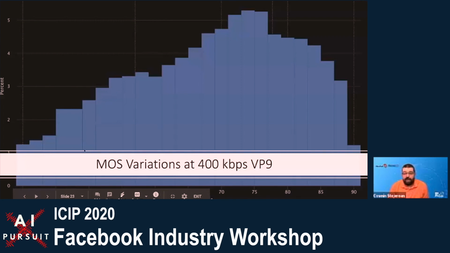So here's an example at 400 kilobits using a VP9 encode across a wide variety of videos. We can see the variation in quality score on a scale of 0 to 100. And this is due to the wide variety of content and viewing conditions, which leads to a large variance in quality at the same bitrate in practice. And this is the situation that we want to avoid.